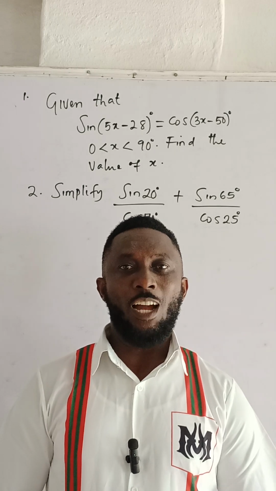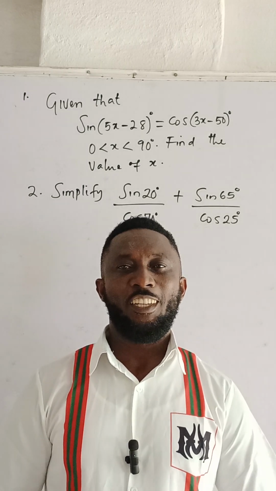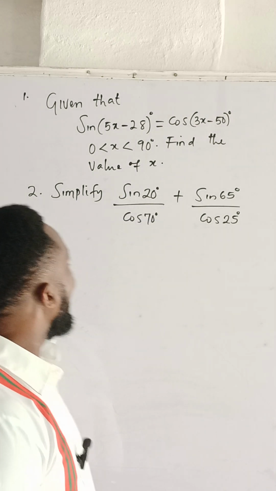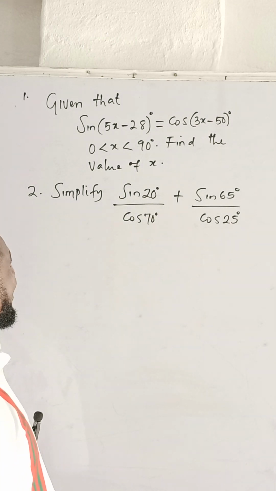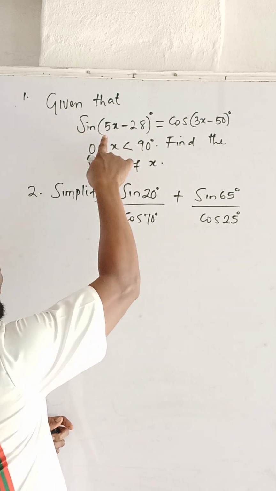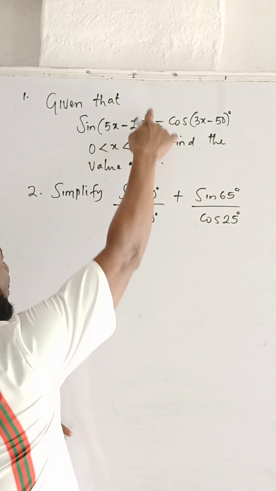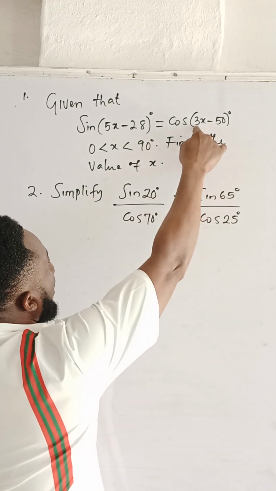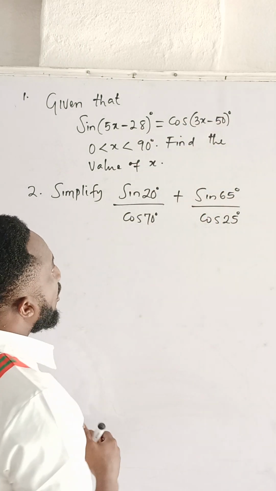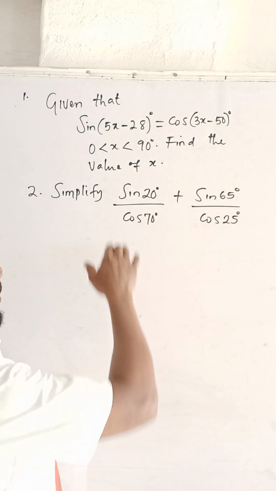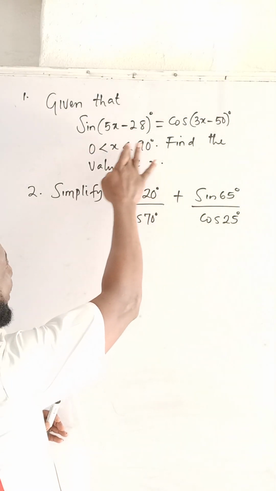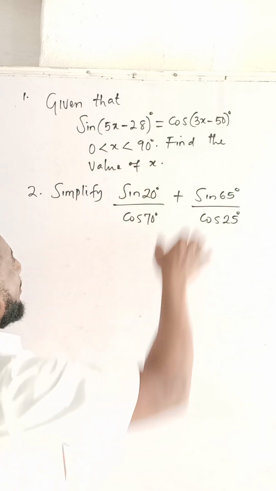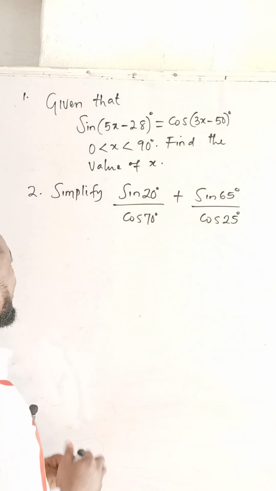So in this tutorial, we have two problem sets on trigonometry involving what we call complementary angles. Let's get into it. We are given that the sine of the angle 5x minus 28 degrees is equal to the cosine of the angle 3x minus 50 degrees, and we are given that 0 is less than x less than 90, which implies that x is an acute angle. We have to find the value of x.